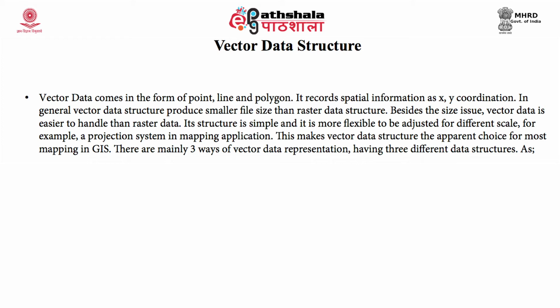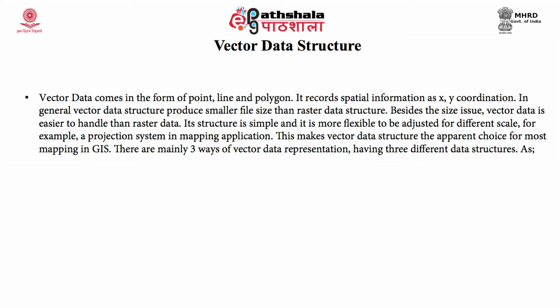Its structure is simple and it is more flexible to be adjusted for different scale, for example, a projection system in a mapping application. This makes vector data structures the apparent choice for most mapping in GIS. There are three ways of vector data representation having three different structures: point, line and polygon features.